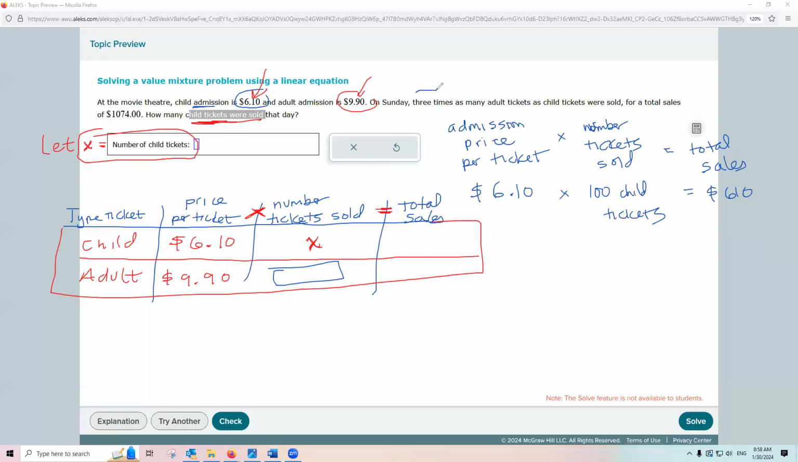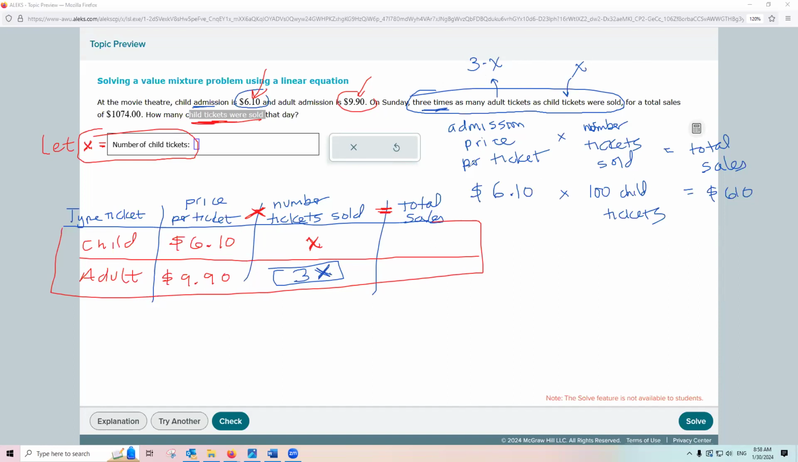Let me come to this sentence. It says 3 times as many adult tickets as child tickets were sold. But I know the child tickets we're calling X. 3 times that would be 3X. So the way I'm going to write adult tickets is 3 times X, so 3X.